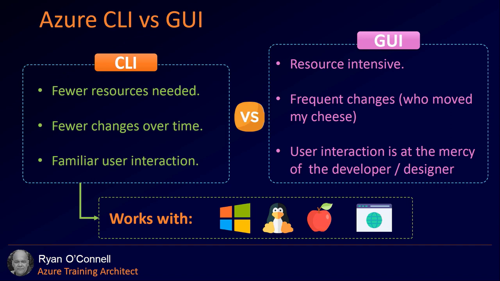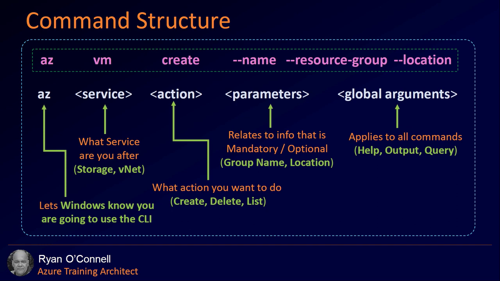Again, the Azure CLI works with Windows, Linux, Mac OS, and of course your favorite browser. The command structure for the CLI is AZ, VM, create, name, resource group, and location. So let's break this down. The AZ command lets Windows know that you are using the CLI.